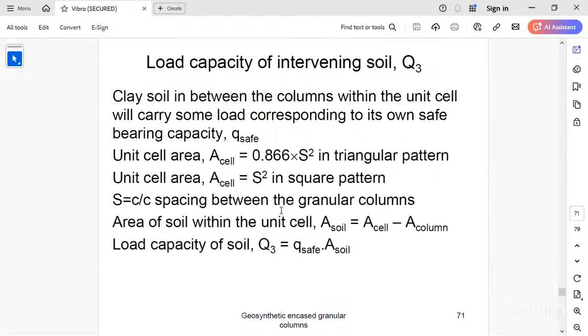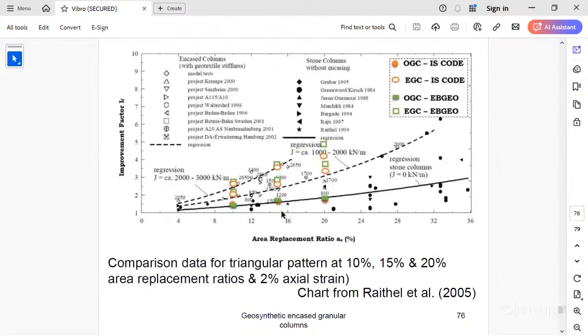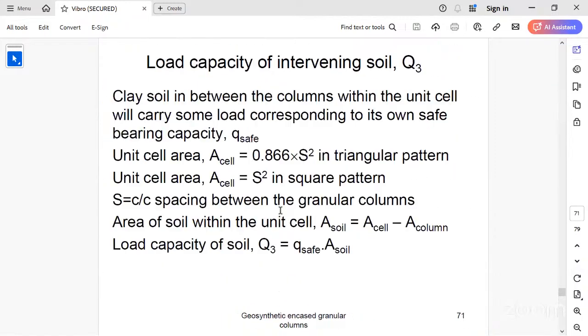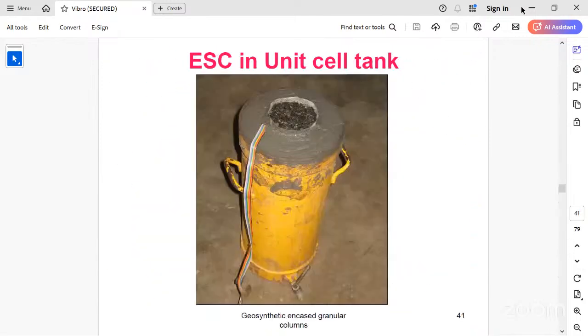And if you look at the numerical example, I'm not sure where it is, but let me open another file.